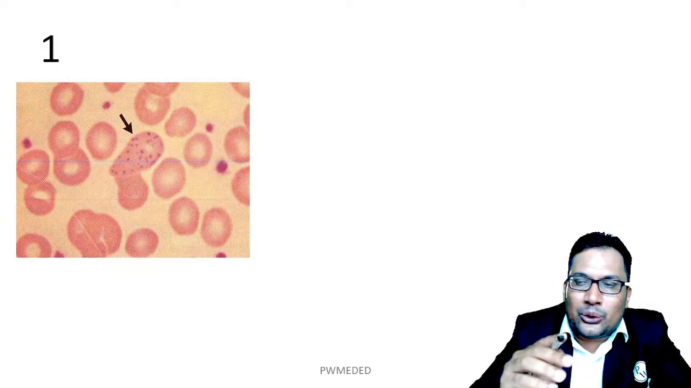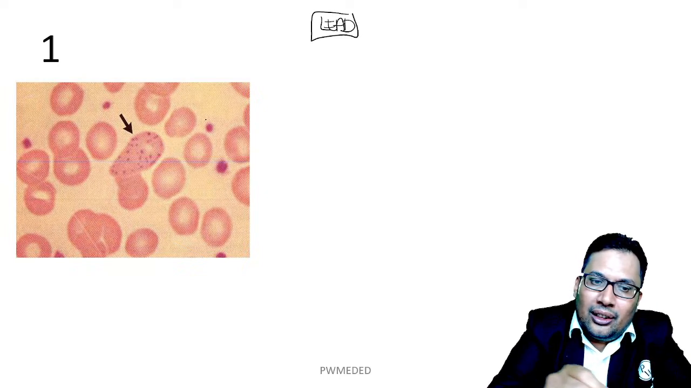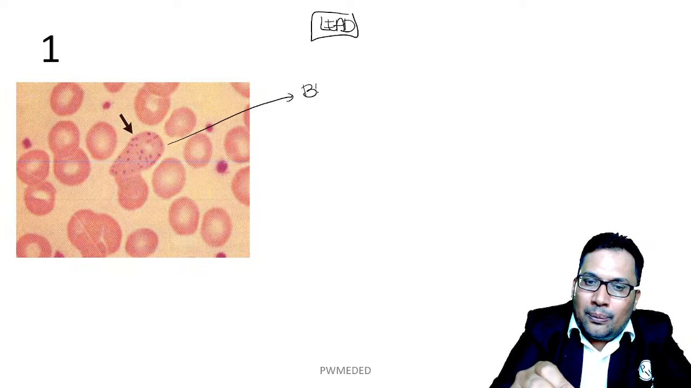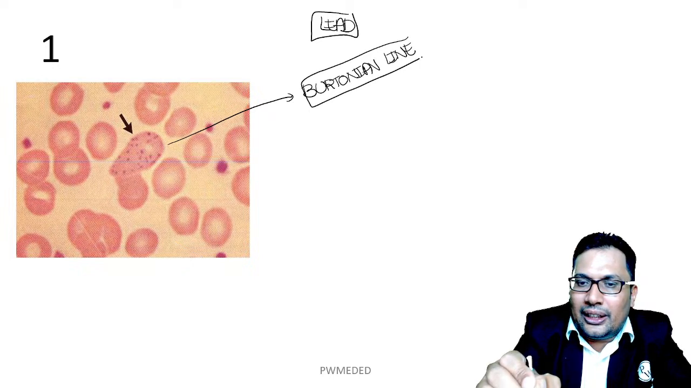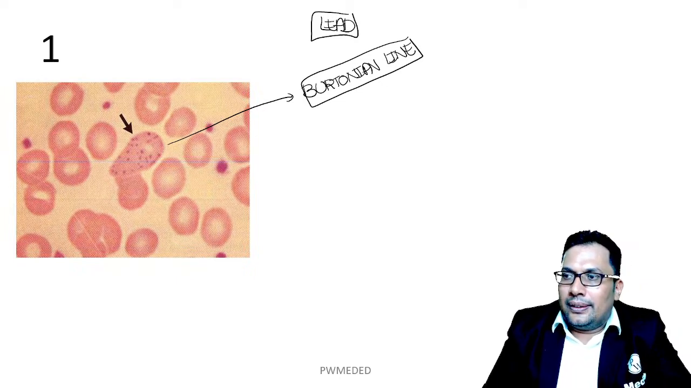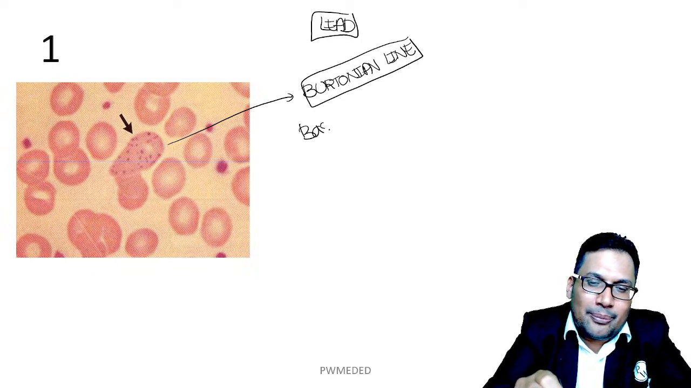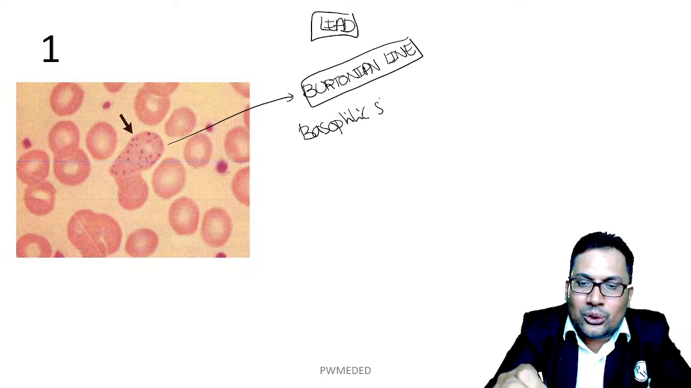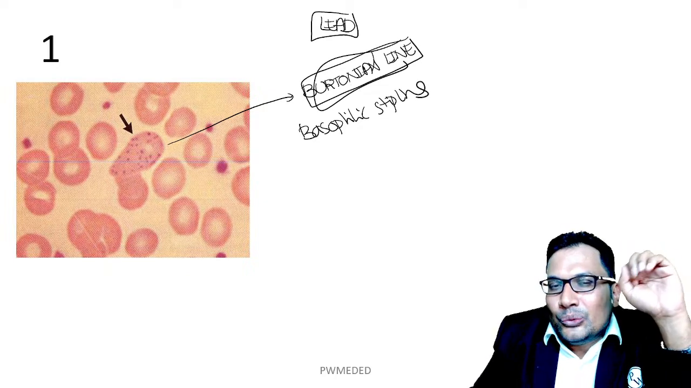In a case of lead poisoning, what is the finding here? The finding is Burtonian line. Okay, yes, good. Sorry, it is not, this is basophilic stippling. Okay, it is basophilic stippling. So Burtonian line we'll discuss later. So you can see the basophilic stippling in the RBCs.